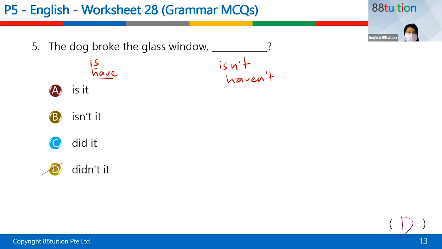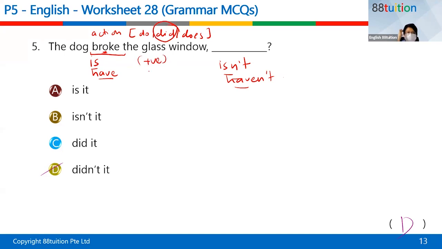But if there's nothing here, this is an action, you know. Did you do an action? So because it's an action here, therefore we consider the do, the did, or the does. Now, because it's past tense, therefore it's did. He did it. The dog broke the glass window. He broke, so he did it. So because it's a did here, it's a positive, isn't it?